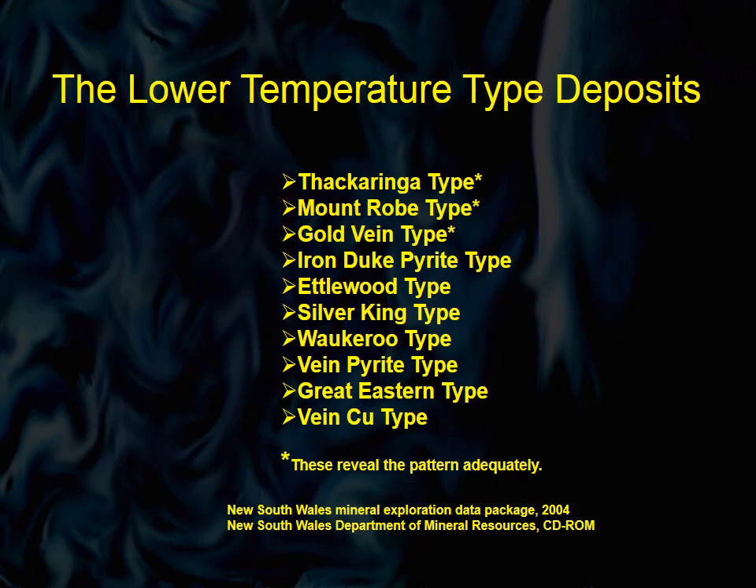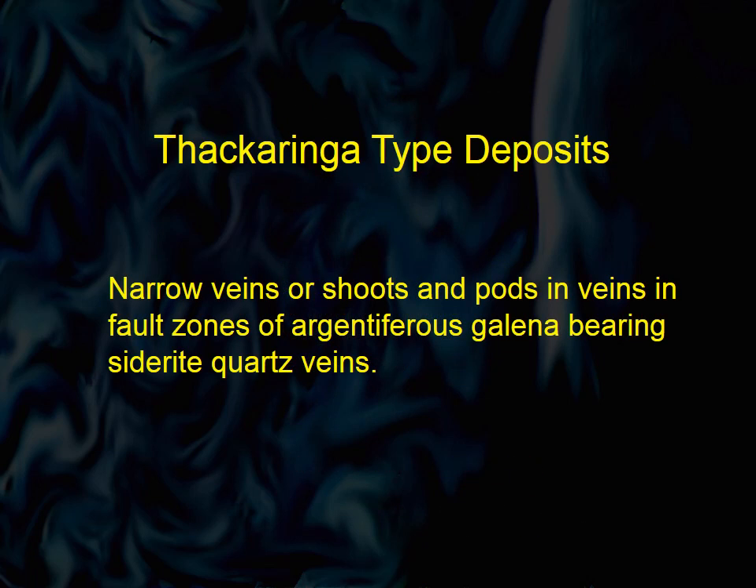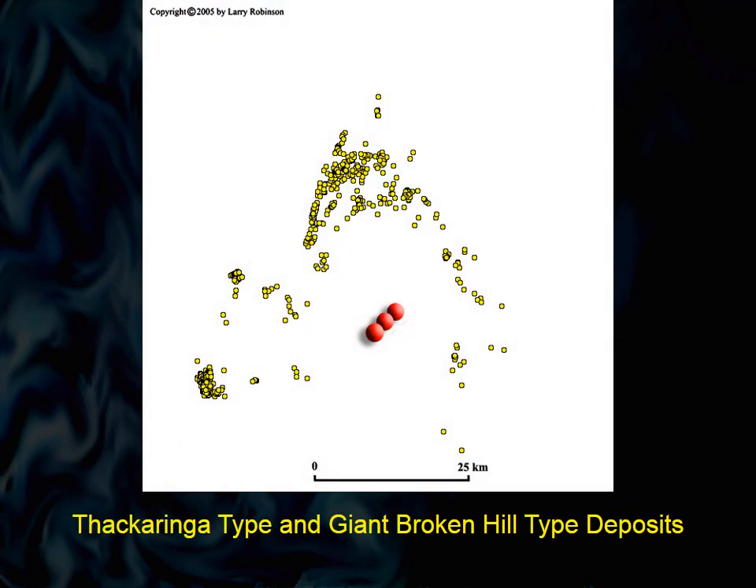The lower temperature type deposits. Even though 10 different types of deposits have been recognized, the first three, Thackaringa, Mount Robe, and Gold Vein, are adequate to show the patterning in the region. The Thackaringa type deposits, consisting of narrow veins or chutes and pods in veins in fault zones of argentiferous galena bearing siderite quartz veins. The Thackaringa type with the giant Broken Hill deposits.